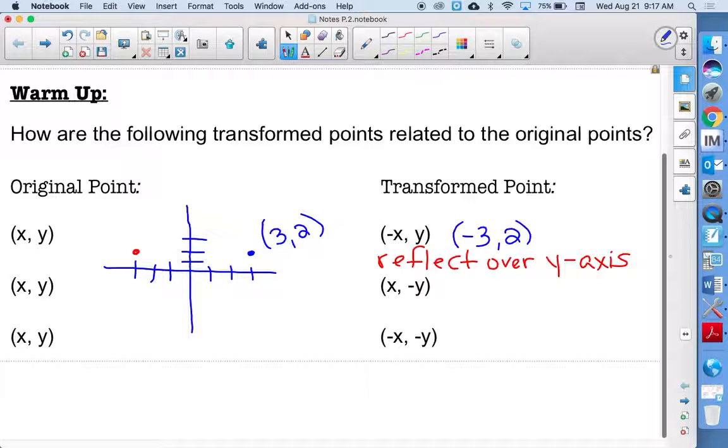So now that you see how that one is done, if you look at the next one, it says x, negative y. So now we're down here. The x stays the same, but now the y is negative. So what's that called? Dylan? Reflection over the x-axis. Yeah. So reflection over the x-axis.